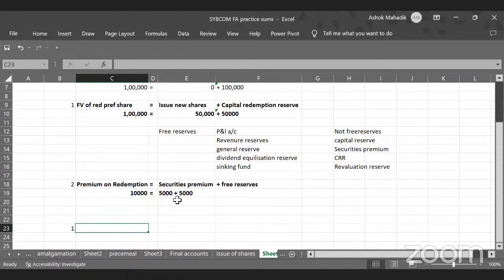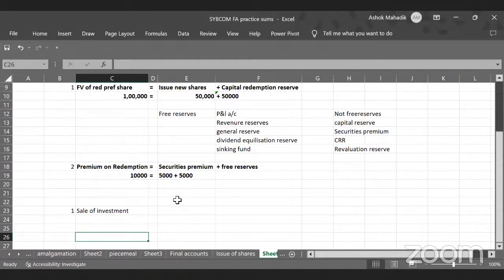When redemption takes place, we may need some amount of cash. So when we keep aside some amount in investment, it will obviously be sold for redemption of preference shares. So the very first entry which you may receive is sale of investment. In this sum, a balance sheet will be provided to you, and in adjustments it will be given that investments which are worth rupees 10,000 are sold for rupees 15,000. Some transaction will be given, and you have to pass an entry for that.